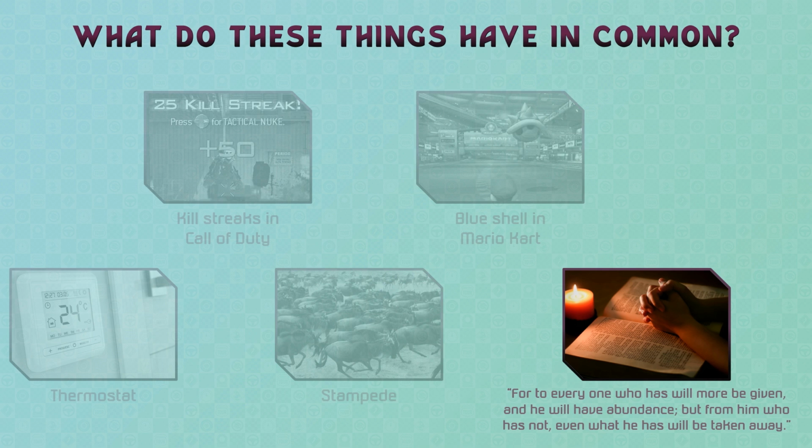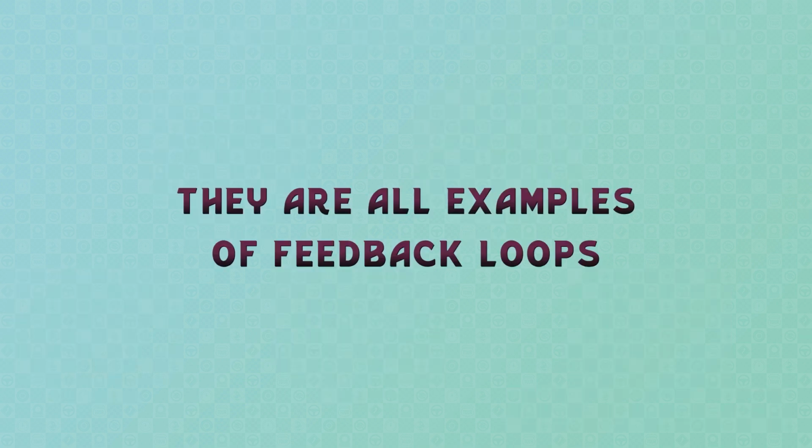Surprise, surprise, they all relate to the topic of this lecture. They are examples of feedback loops. And feedback loops play a role in many different fields like biology, engineering, and game design. But the concept was really formalized in cybernetics, a field that deals with the study of systems and their regulation.